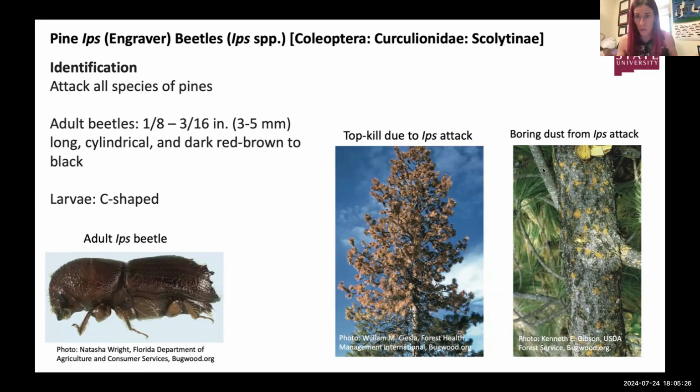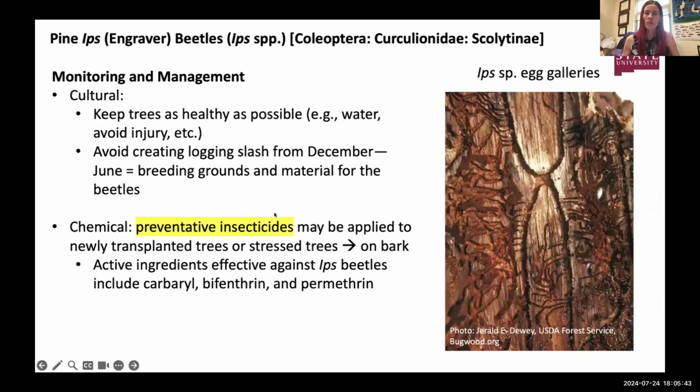You can see boring dust from Ips attacks. And with any wood boring insect, whether that's cottonwood borer or honeysuckle borer, whatever it is, you can see some of the dust from the adults exiting from feeding. So with the Ips specifically, and like I mentioned, this applies to all of them, an important IPM strategy is keeping trees as healthy as possible. A particular thing for avoiding Ips, especially if you know they're present, is to avoid creating logging slash from December to June, because this creates breeding grounds for the beetles.